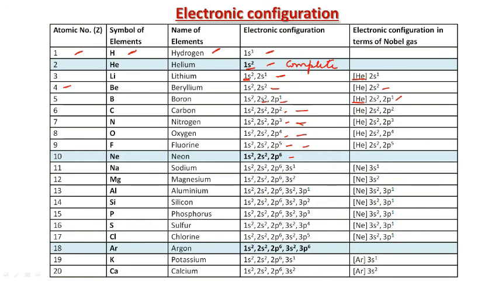After neon, sodium will have the 3s orbital filled. So up to this we can replace it by writing neon, and after that we can write 3s1. In either way one can write the electronic configuration of these atoms. These are the electronic configurations of the first 20 elements, and in the next video we will discuss the anomalies in the electronic configuration that are mainly found in d and f block elements.